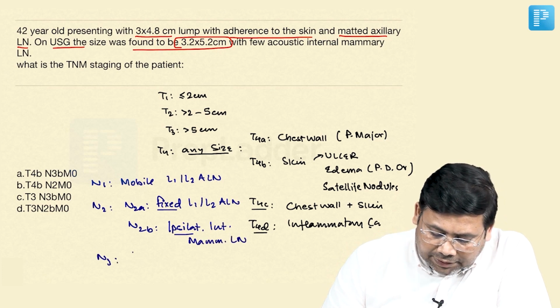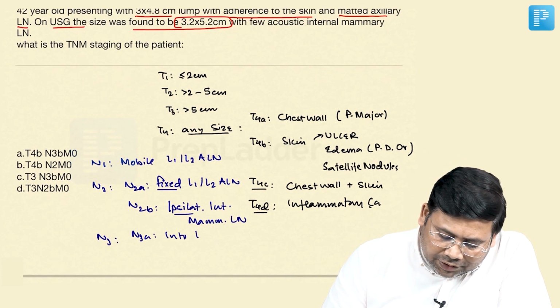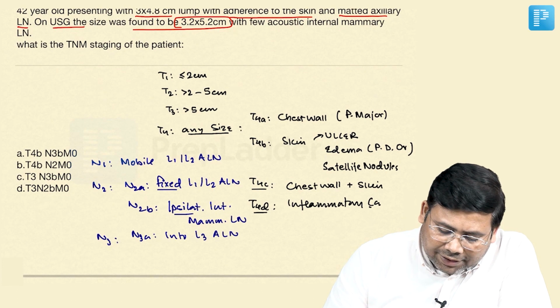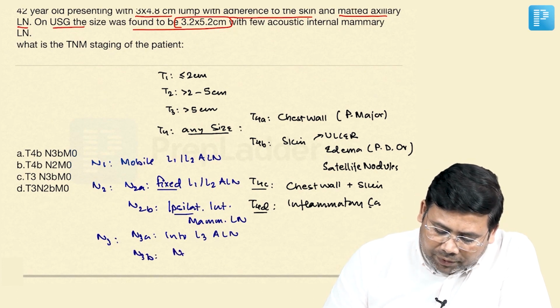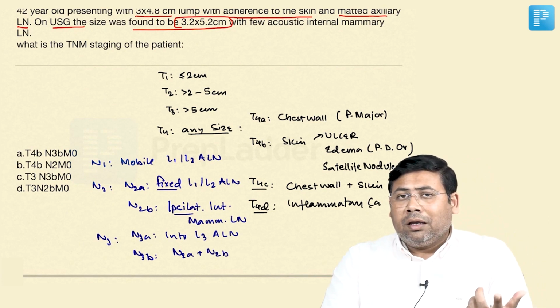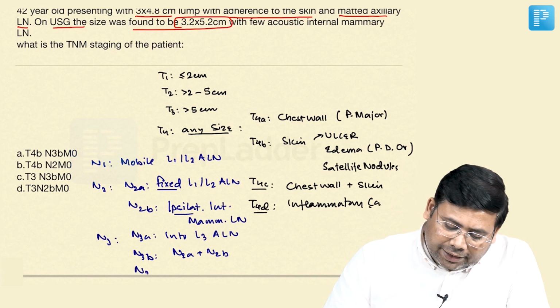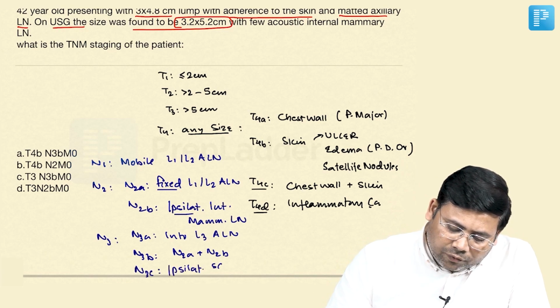N3 is defined as N3A, level 3 axillary lymph nodes, that is infraclavicular. N3B is a combination of N2A plus N2B. That means if both the internal mammary and the axillary lymph nodes are present. In N3C, ipsilateral supraclavicular lymph node.